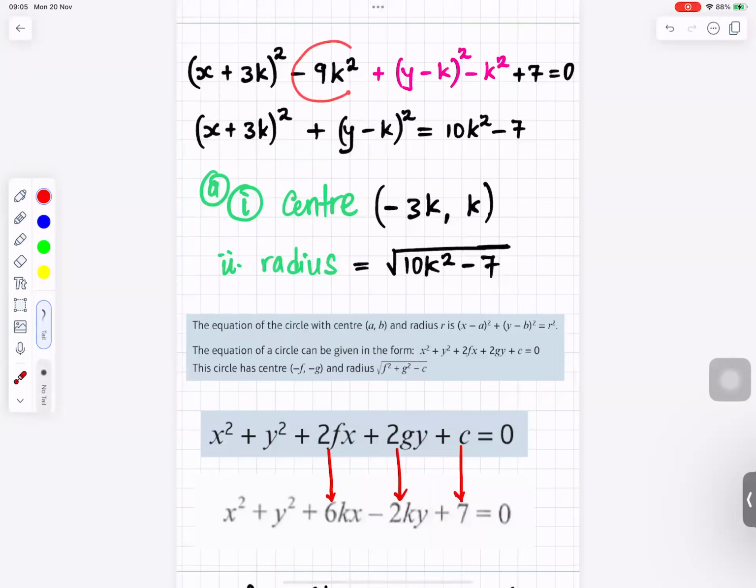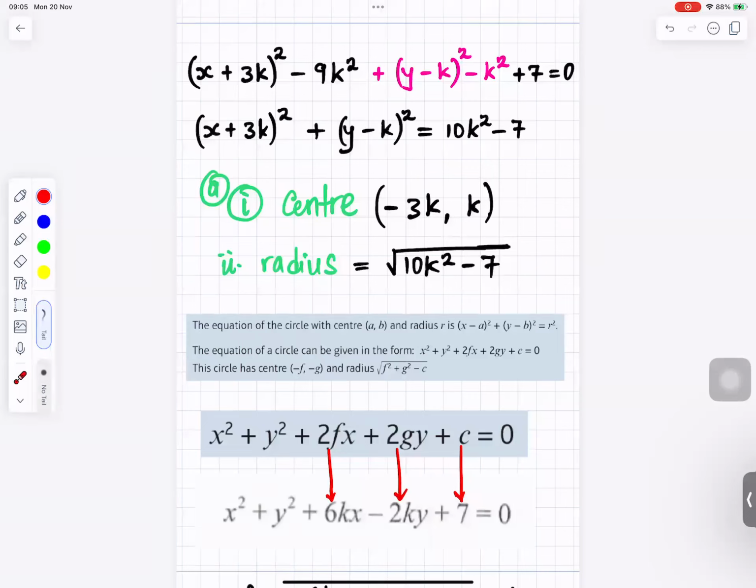You minus the extra one, 9k squared, and you minus the k squared. So minus 9k squared minus k squared is minus 10k squared. And you take it to the right, it becomes 10k squared. The plus 7 goes to the right, it becomes minus 7. So it becomes 10k squared minus 7.